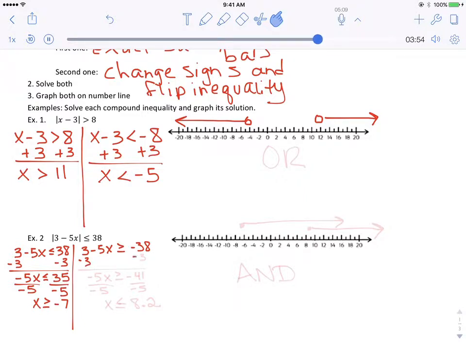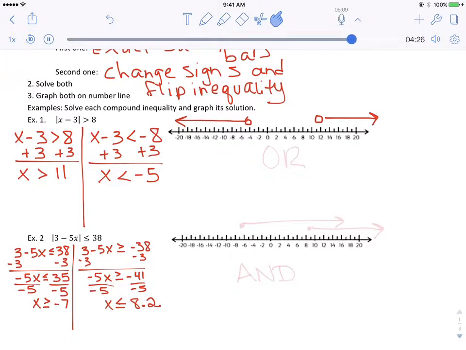Subtract 3 from both sides. Negative 5x greater than or equal to negative 41. Divide both sides by negative 5. Since I divided by a negative number, I'm going to flip my signs. So x is less than or equal to 8.2. Now we can graph these on our number line.